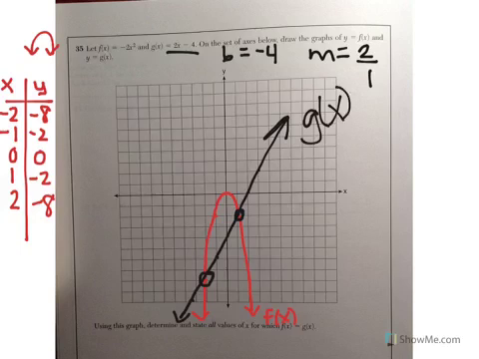Okay. Using this graph, determine and state all values of x for which f of x equals g of x. So we only care about the x values. So the x values where these two graphs are equal would be, let's see, negative 2 is right here. That's our x value in this point. And our other x value where the two graphs intersect is at x equals 1. So those are your values.